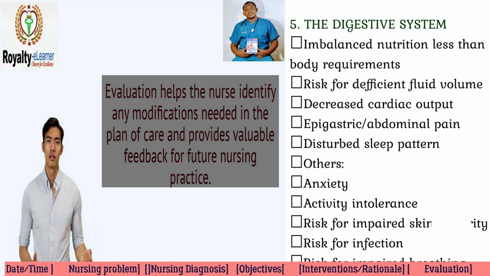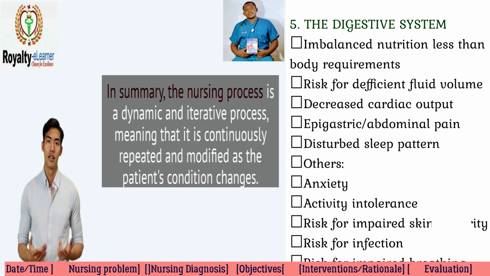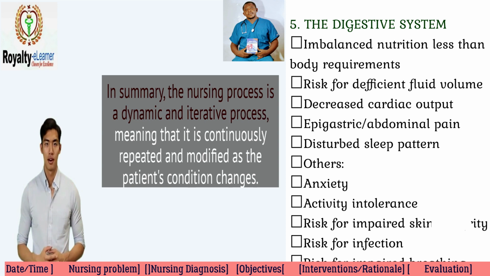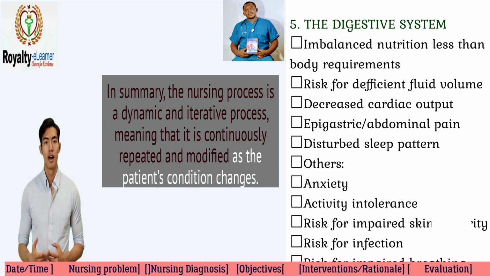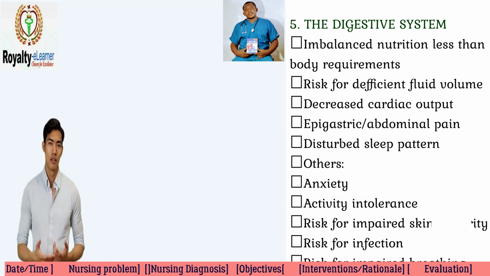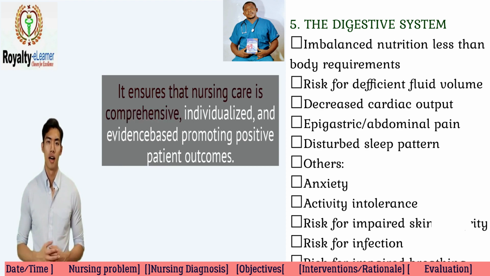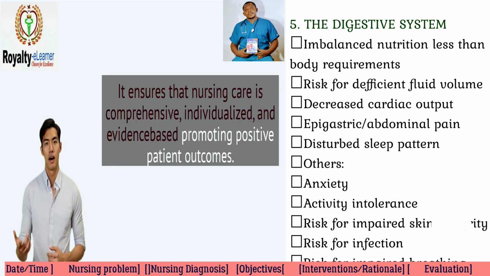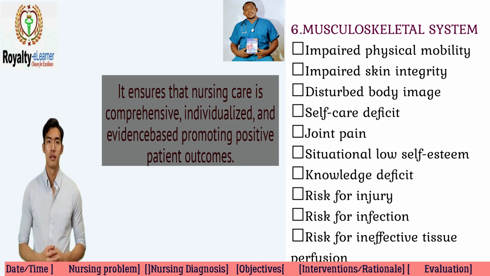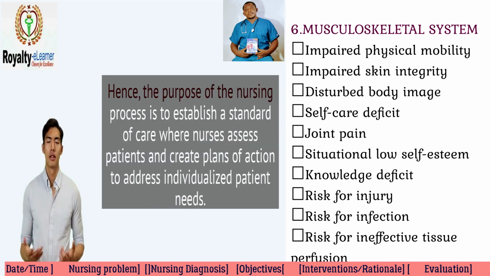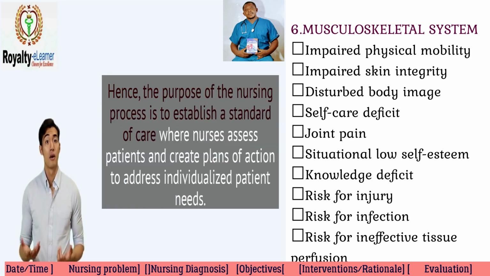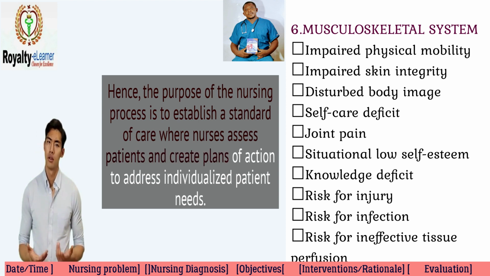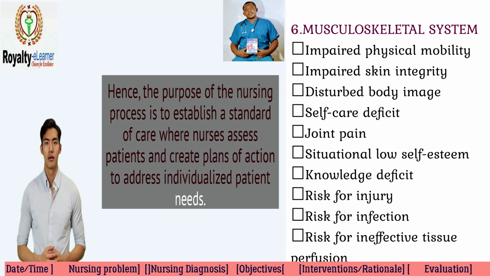In summary, the nursing process is a dynamic and iterative process, meaning that it is continuously repeated and modified as the patient's condition changes. It ensures that nursing care is comprehensive, individualized, and evidence-based, promoting positive patient outcomes. Hence, the purpose of the nursing process is to establish a standard of care where nurses assess patients and create plans of action to address individualized patient needs.